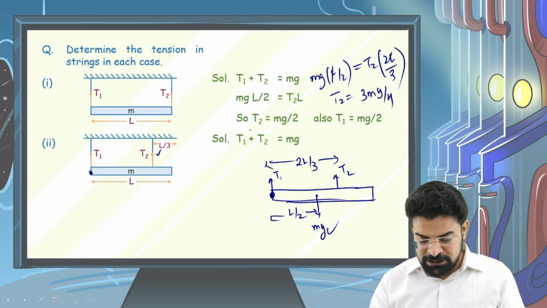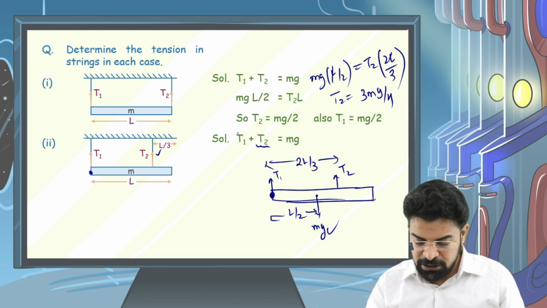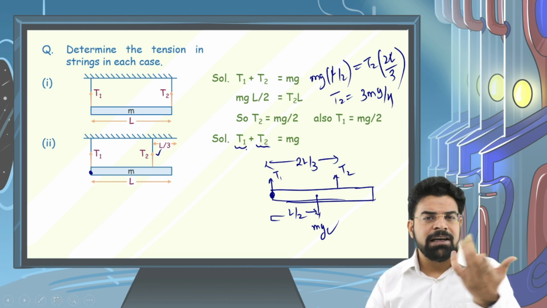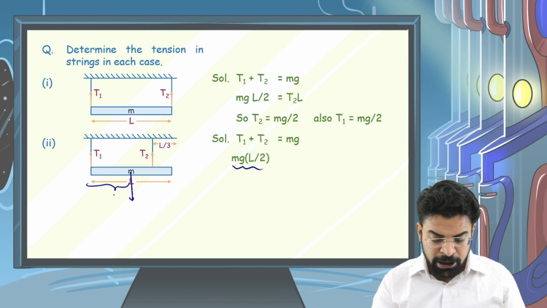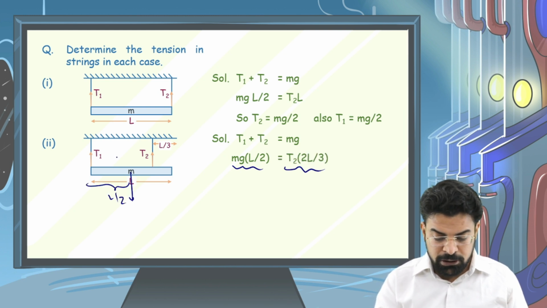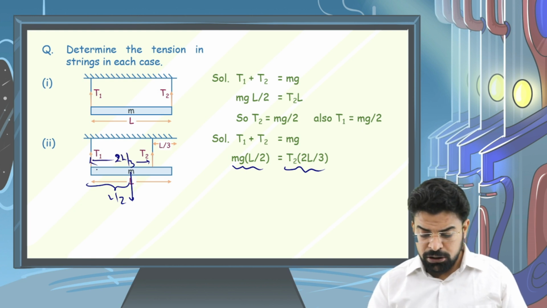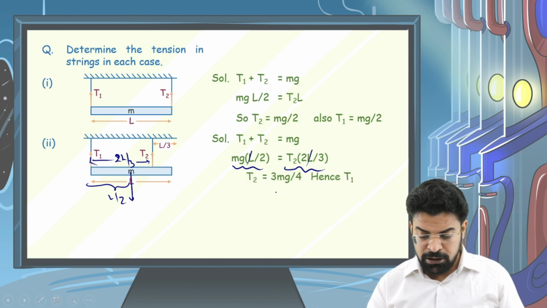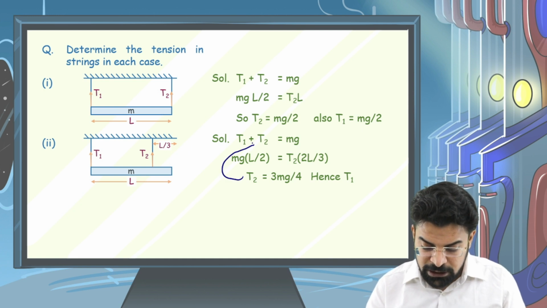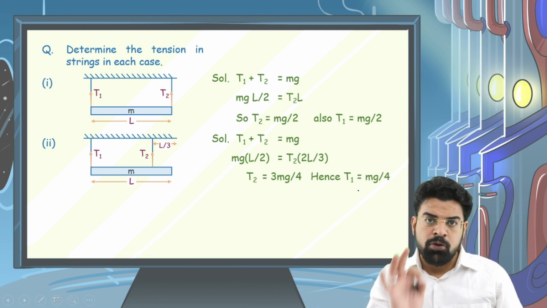Once you have established that T2 has to be 3/4 of the weight, 3mg by 4, then T1 has to be 1/4 of the weight, mg by 4. So you can say from torque balance, mg into L by 2 equals T2 into this length, 2L by 3. Okay. So on solving, cancelling out L and L, you get T2 equals 3mg by 4. Once you know that T2 is 3/4 the weight, T1 has to be mg by 4. Okay. Now let's do one more question to understand better.